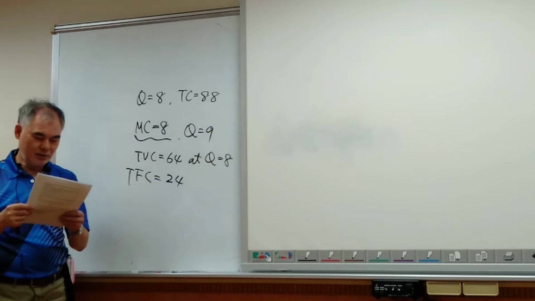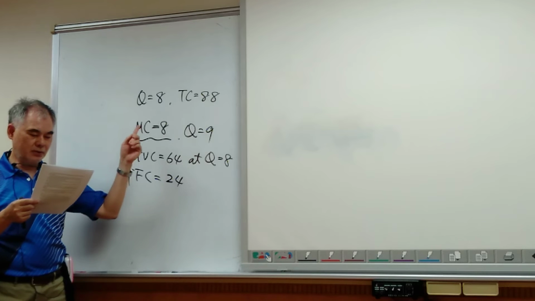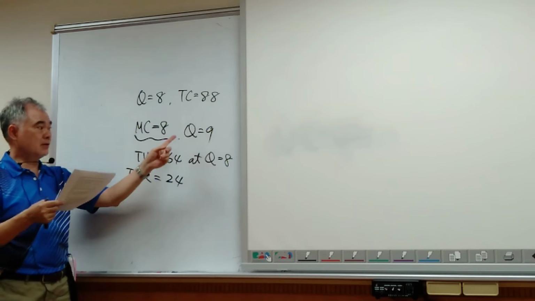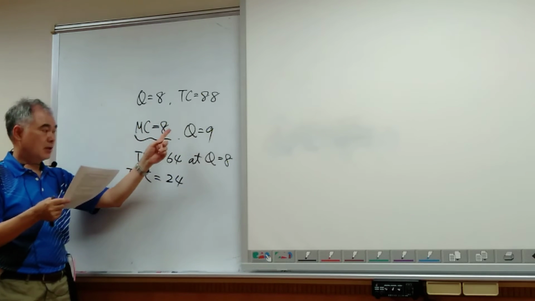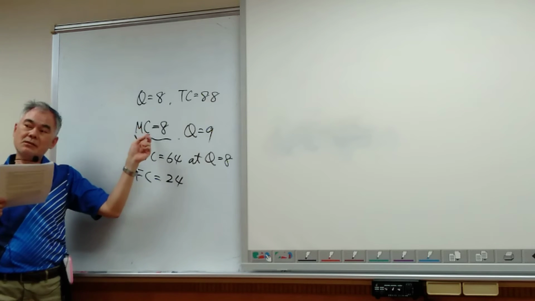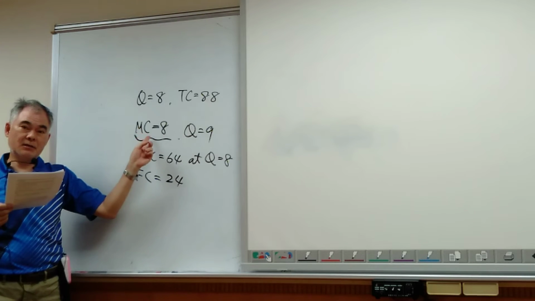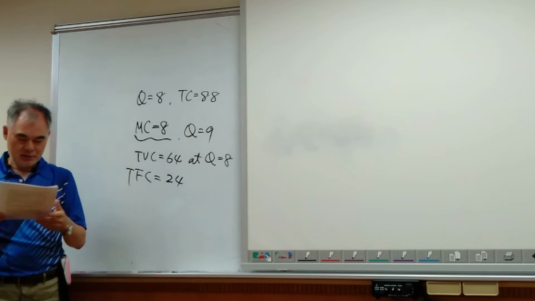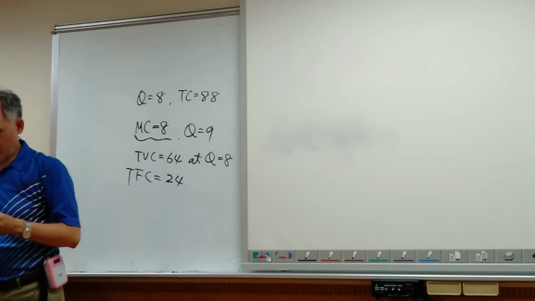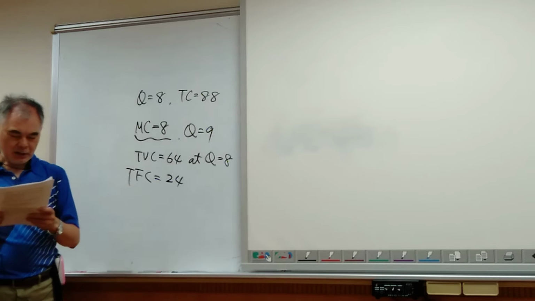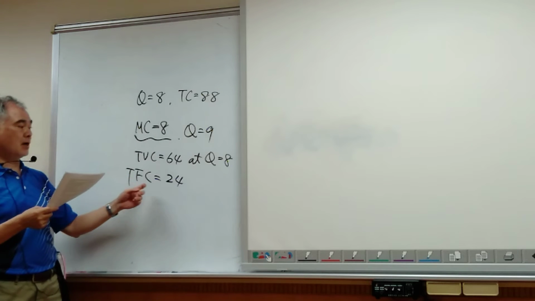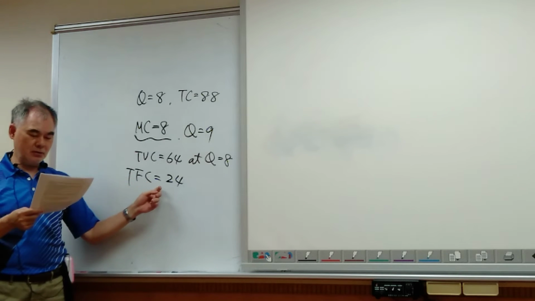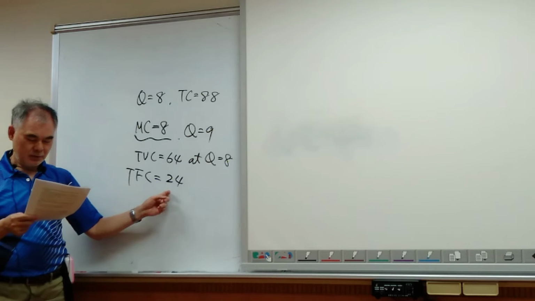Question 7, the answer is A. When Q is equal to 9, AVC is equal to 8 because MC is constant at 8. So average variable cost should be 8. So that is for question 7. And TFC, we got it right. TFC is equal to 24.